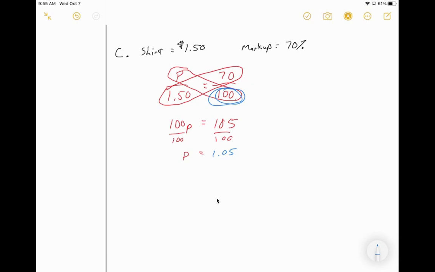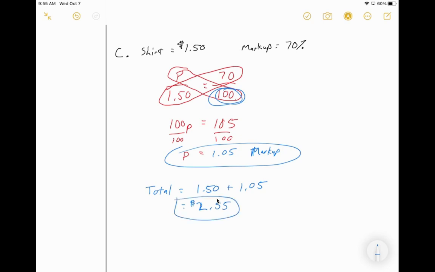P is equal to 1.05. Remember, this is your markup. So I need to add the markup to my original. So my total price is $1.50 plus $1.05, which is equal to $2.55. Okay?